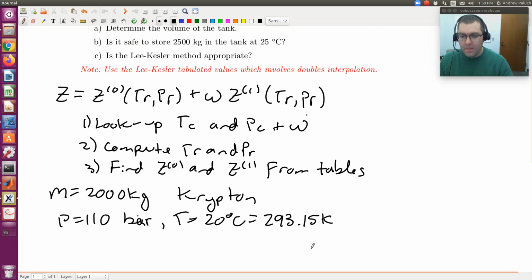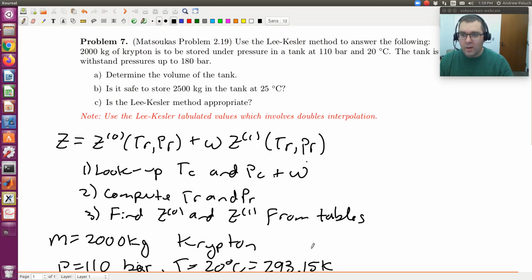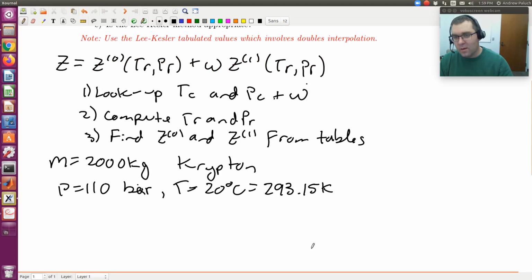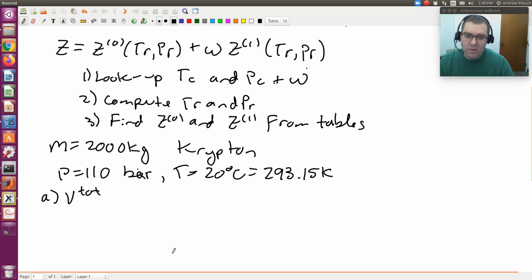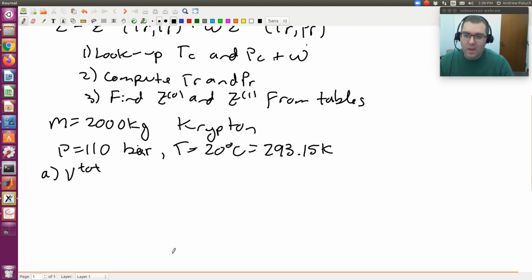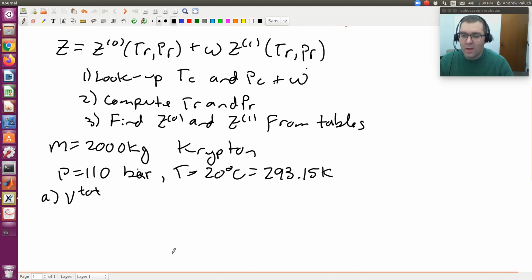And so in part A, we need to find V total. In order to get V total, the first thing I'm going to do is get V. How am I going to get V? Well, I need to start by getting Z. V is found as V equals ZRT over P, where I know R, I know T, and I know P. So the trick is to get Z.